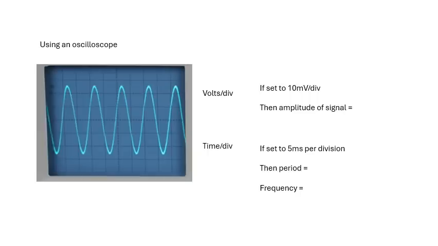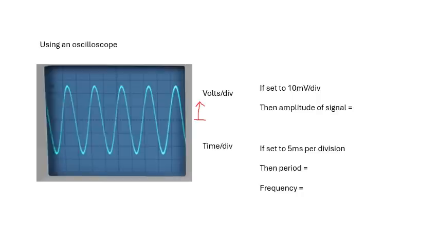Right then, using an oscilloscope, you know how to do that. This is a trace. It's called a trace. And it's basically a picture of a signal. It's voltage against time for a signal. There's two knobs on the oscilloscope that we're interested in. Volts per division, and that's vertically. So vertically, volts per division.